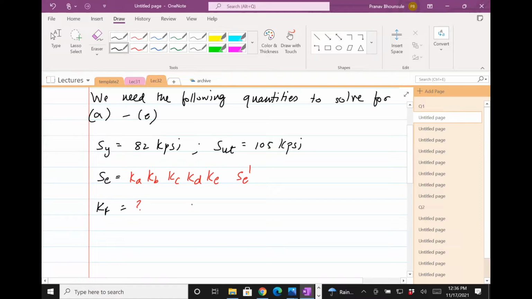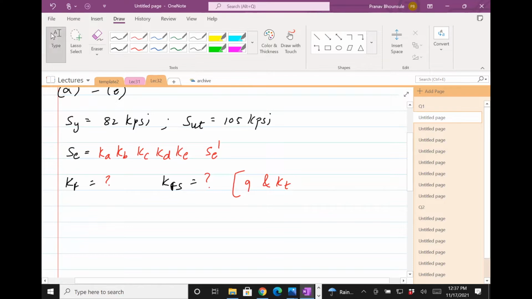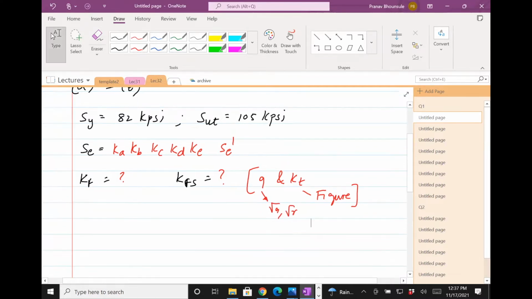So same for KFS. Okay, and if you recollect from chapter 6, we need q and Kt to solve for KFS. q is the notch sensitivity, Kt is the stress concentration factor, it comes from a table or a figure, which basically gives you the geometric parameters and tells you a value for Kt, which you just read out. q comes from the Neuber constant, square root a, square root r, if you recollect. Okay, so there are formulas for that. So Kf, Kfs is no big deal.